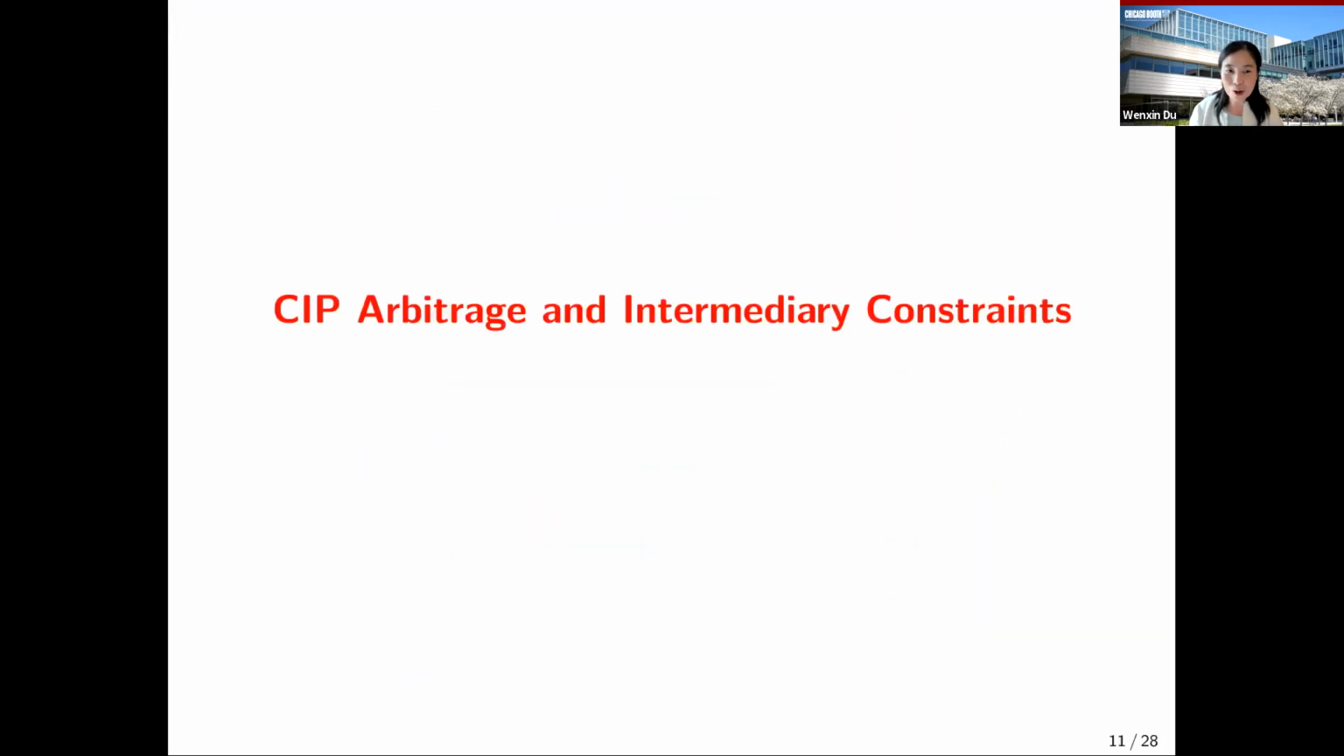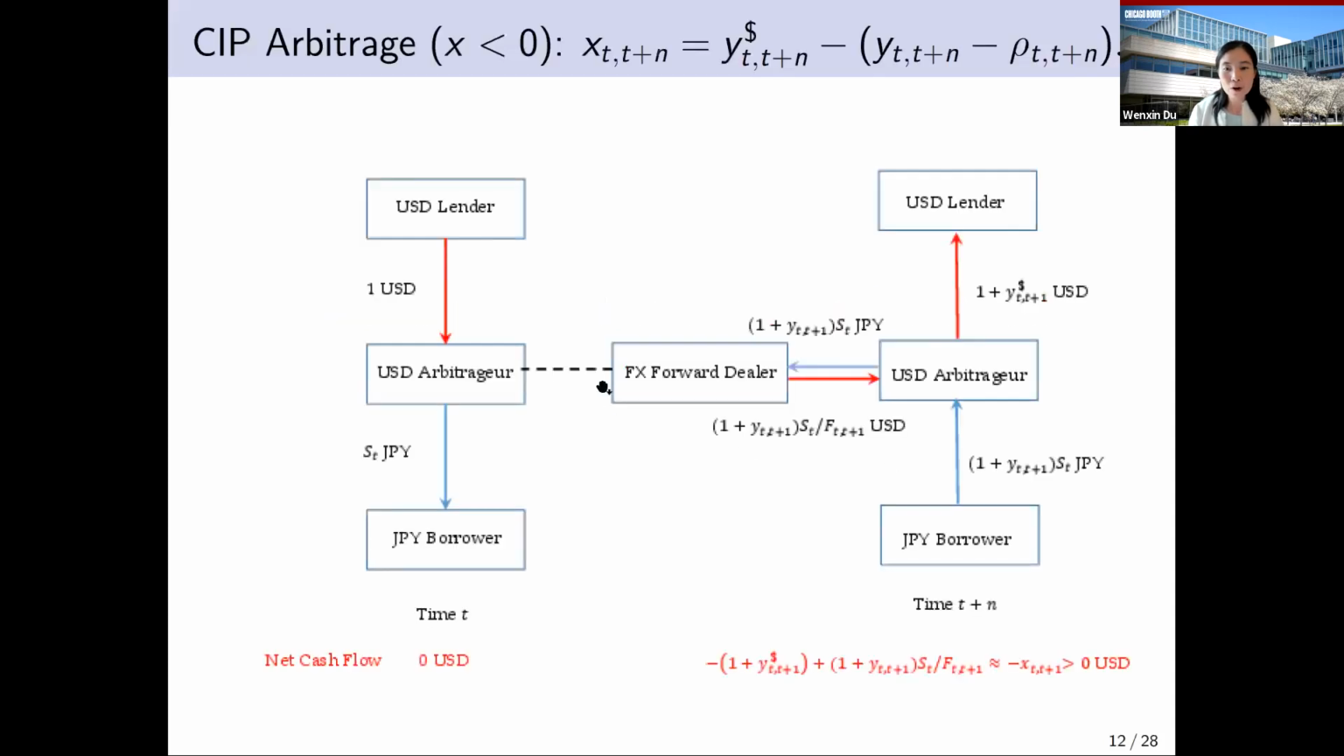The next thing I want to comment on is the second motivation we discussed, linking CIP deviation with intermediary constraints. And then I'll say a few words about the relationship between CIP deviation and interest rates, and then we will conclude.